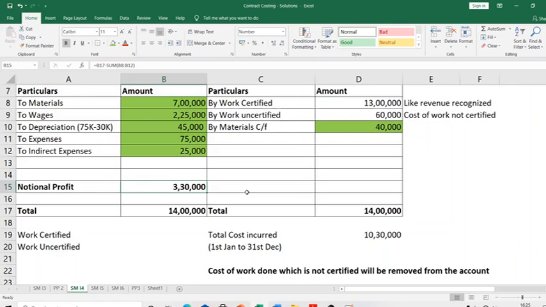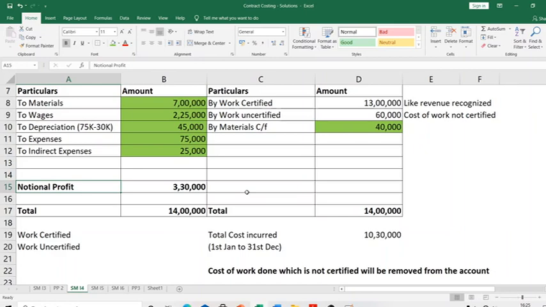So that means how much of notional profit should I take to costing P&L? How much should I not take to costing P&L? Don't worry about it. That is not a part of your syllabus. It's not definitely a part of your syllabus. It was a part of the old syllabus, but treatment of notional profit was a part of old syllabus. Now it is not a part of your syllabus. So we will leave it here. Contract account, notional profit calculation. That's all. As simple as that.